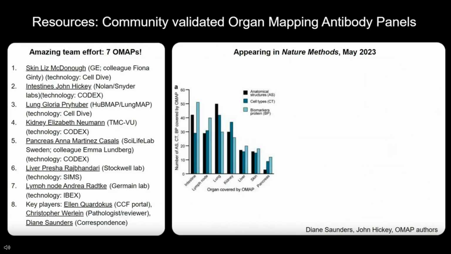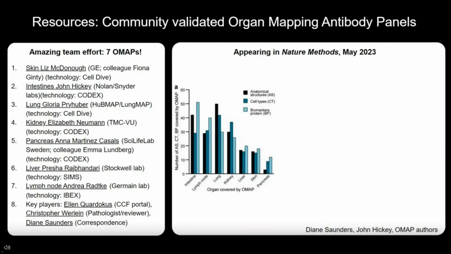And so, it starts with the first courageous group to build these 7 OMAPs. That's where we started, and just highlighting the tremendous work of our team on the left with Liz, John, Gloria's team, Elizabeth, Anna, Prescia, and then Ellen, Christopher, and Diane. And Ellen was instrumental in developing all the website and support materials and SOP with me, as well as Diane. And so we're excited that this work will appear in press in Nature Methods.